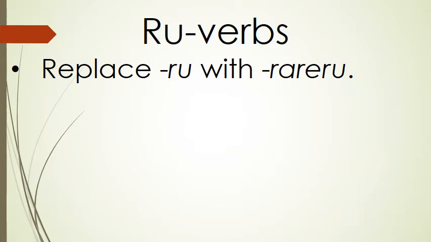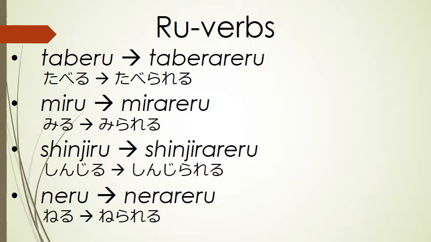So let's start out with how we convert ru verbs to potential form. First, we get rid of the ru at the end, and then we replace it with rareru. So, taberu, to eat, becomes taberareru. Miru, to see, becomes mirareru. Shinjiru, to believe, becomes shinjirareru. And neru, to sleep, becomes nerareru.